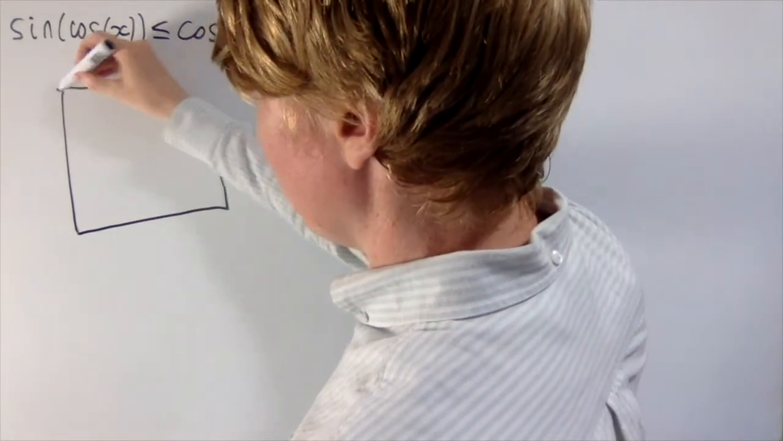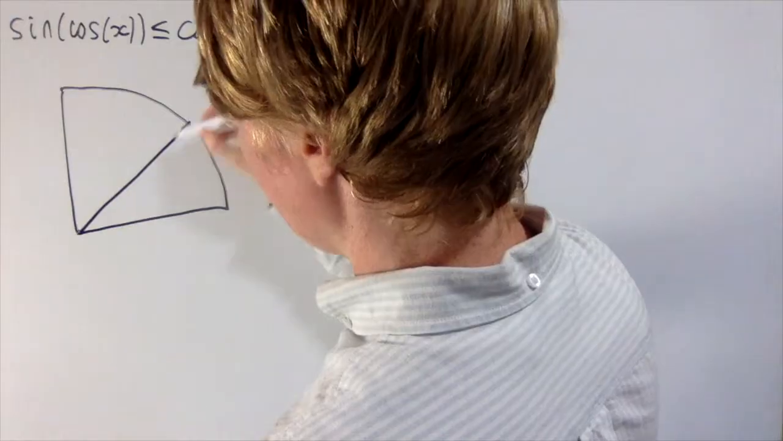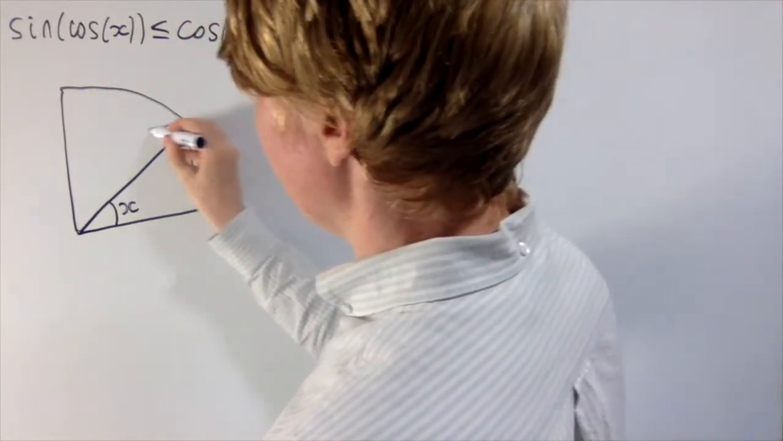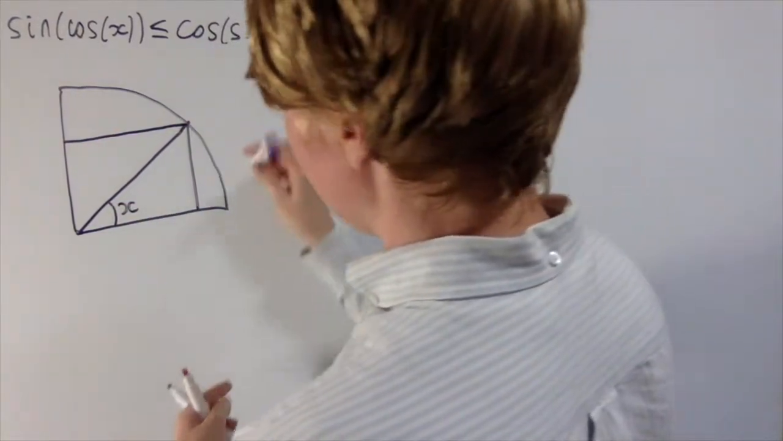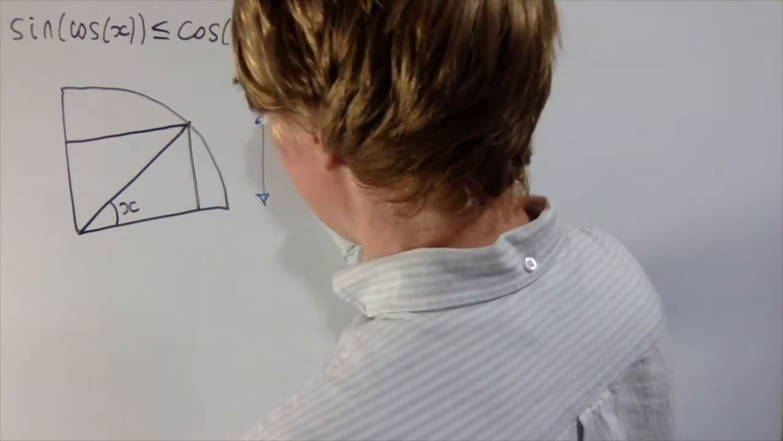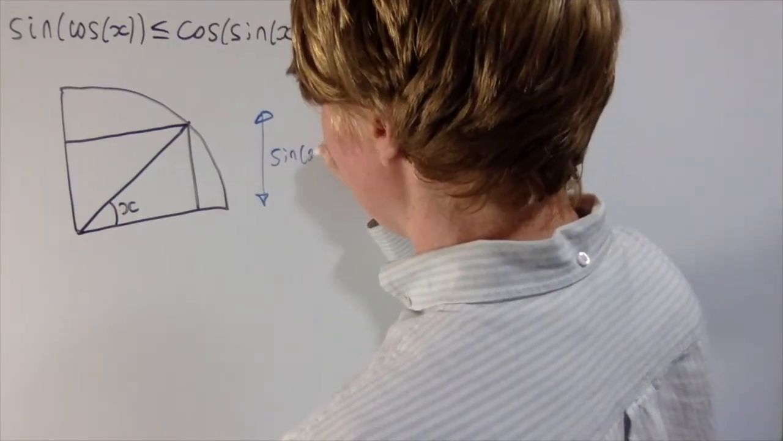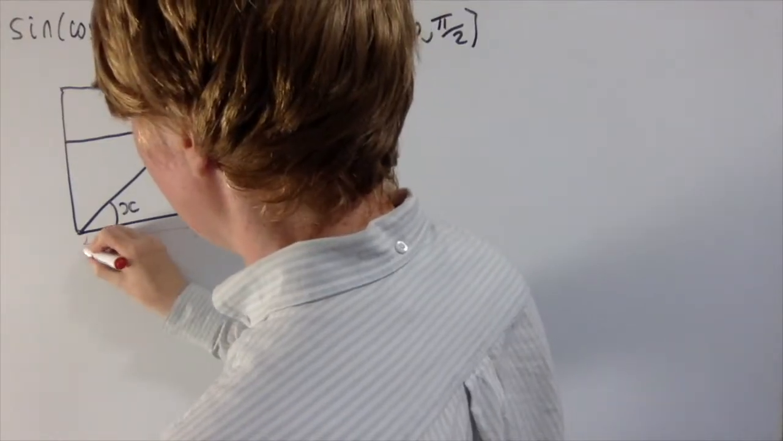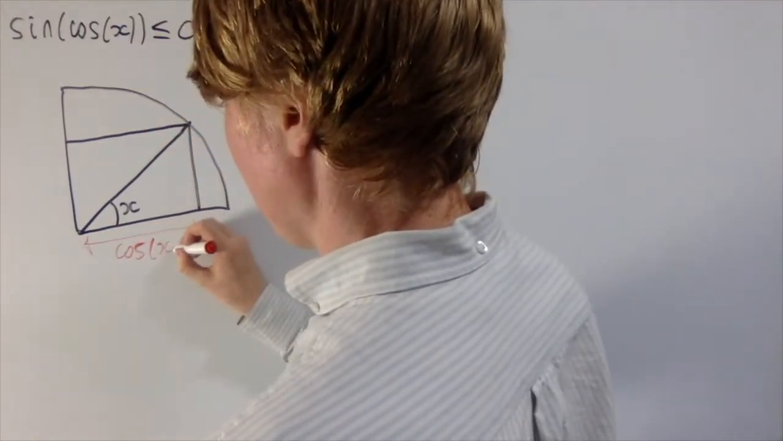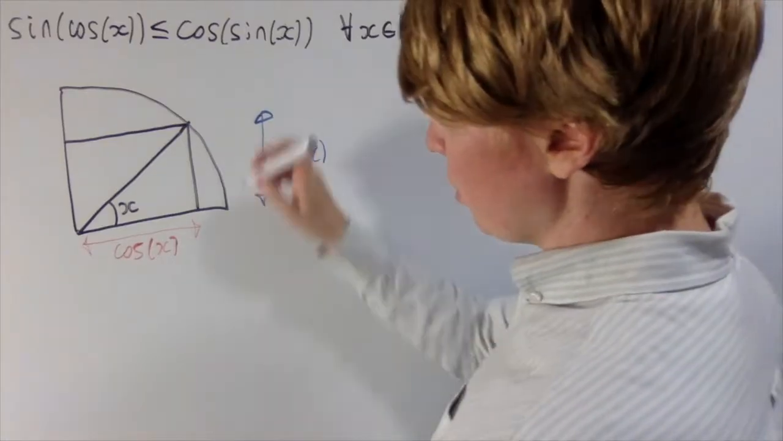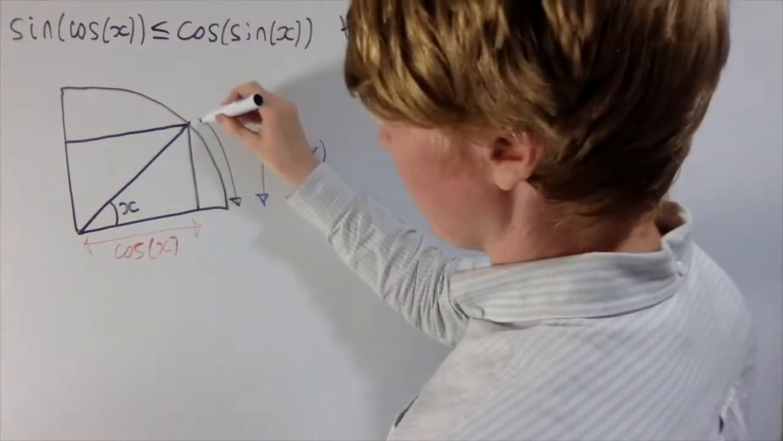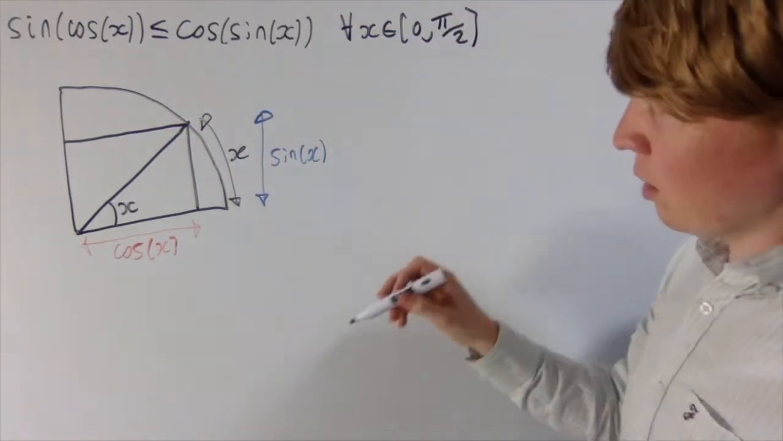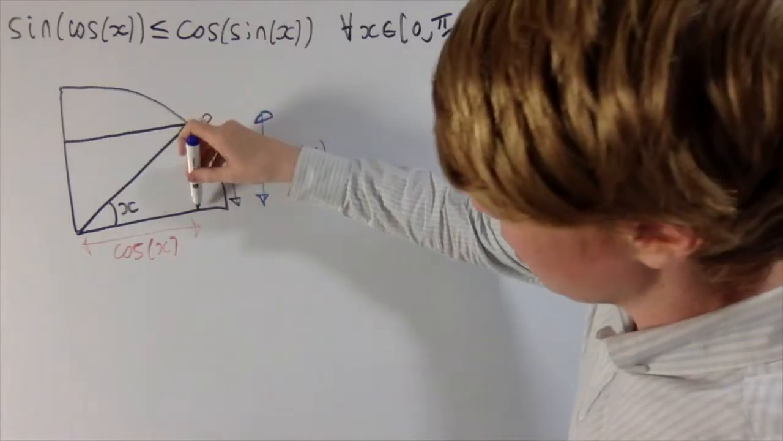And what I'm going to do is imagine you've got a unit quarter circle here, with an angle x. Then we know that this height here is sine of x, and you also know that the width is cos of x. And if it's a unit circle, you know that this arc length here is equal to x. We're working in radians.